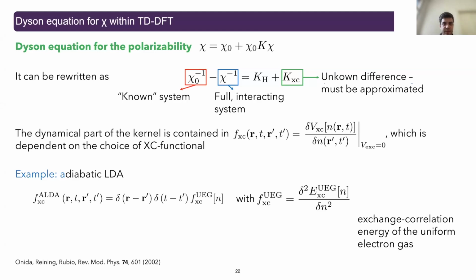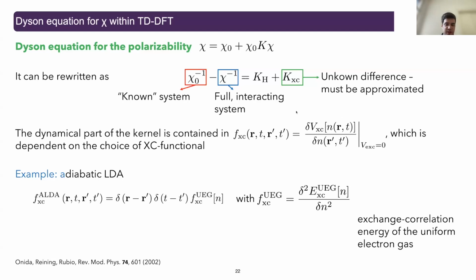If we invert both response functions, we can understand what we're trying to introduce with this Dyson equation. The kernel here is expressed as the difference between the known system, given by the irreducible polarizability, and the full interacting but unknown system, given by the reducible polarizability. It involves the Coulomb interaction, but also something which is known as the exchange correlation kernel, which has to be approximated. This exchange correlation kernel is given as the functional derivative of the exchange correlation potential, so it's going to be dependent on the functional of your choice.